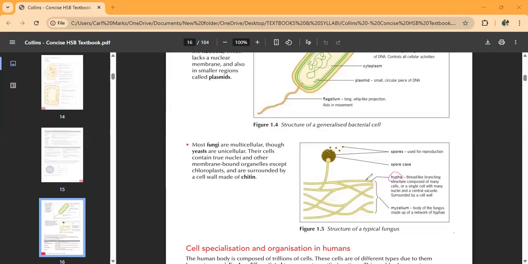So this long string here is the hypha, and the collection of these things is called the mycelium, which is the body of the fungus made up of a network of hyphae. Hyphae is plural for hypha, right? Then we have the spore case there. And these are little spores that can come off and they're used for reproduction, right? Good. We're moving on quickly. Our time is going fast. So let me take off these little markings.